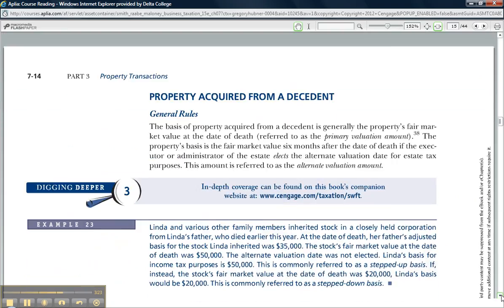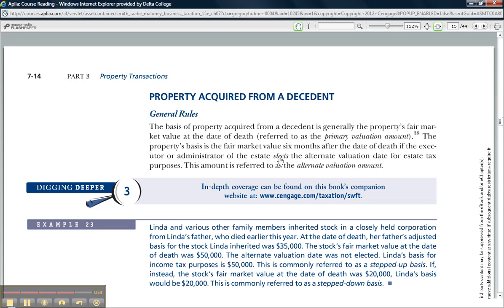What about property acquired from a decedent? Generally speaking, this is when you inherit assets from somebody that passed away. Here, instead of having carryover basis like you had in a gift situation, the value of the property at the decedent's death is the basis that the beneficiary gets in that property. This is called a primary valuation amount. All right, that's the general rule. There is some discussion here about an alternate valuation amount that can be elected by the taxpayer, but it's pretty rare, and it only is allowed if the value of the property has gone down since the date of death.